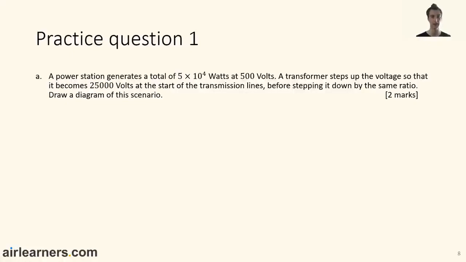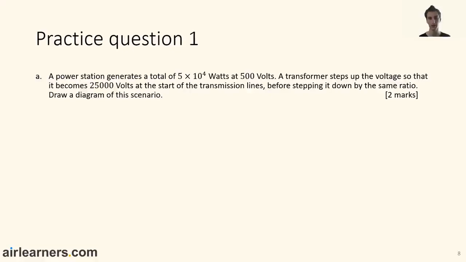Let's take a look at the first practice question. A power station generates a total of 5 times 10 to the power of 4 watts at a voltage of 500 volts. A transformer steps up the voltage, so it becomes 25,000 volts at the start of the transmission lines before stepping it back down in the same ratio.